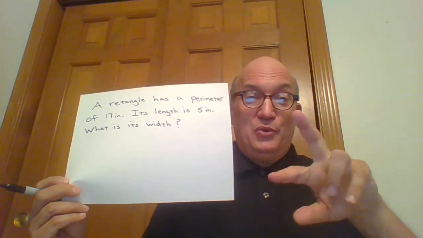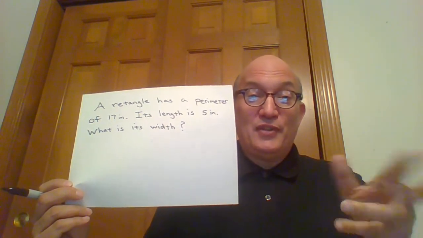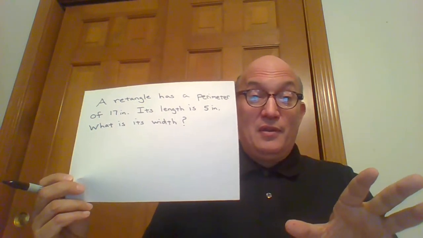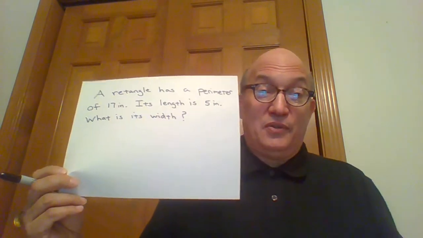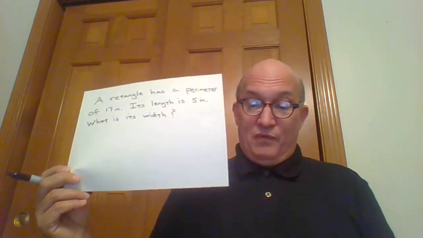Now, the two sides remaining are both called widths. They have to be the same length. Both widths are the same, and they have to add up to 7 inches. So each one is 3.5 inches.